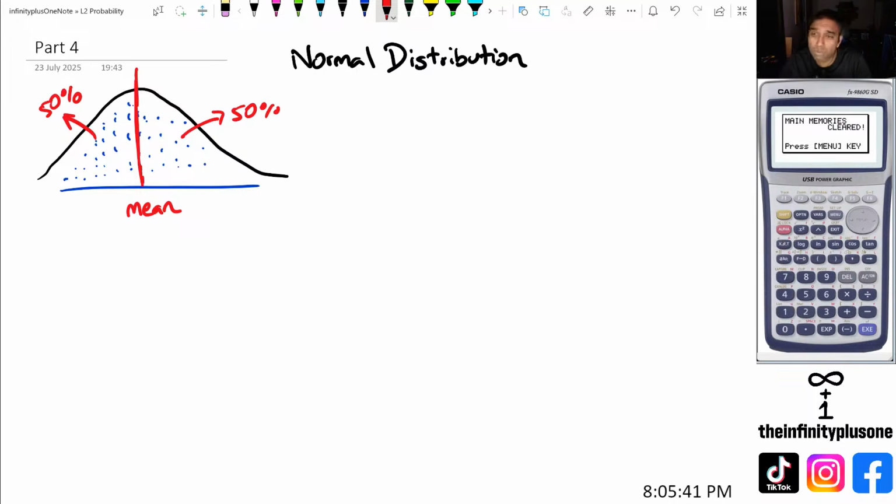Now, what happens is that with normal distribution, you generally tend to work with a mean, which is the middle right there, and then you will also have a standard deviation.